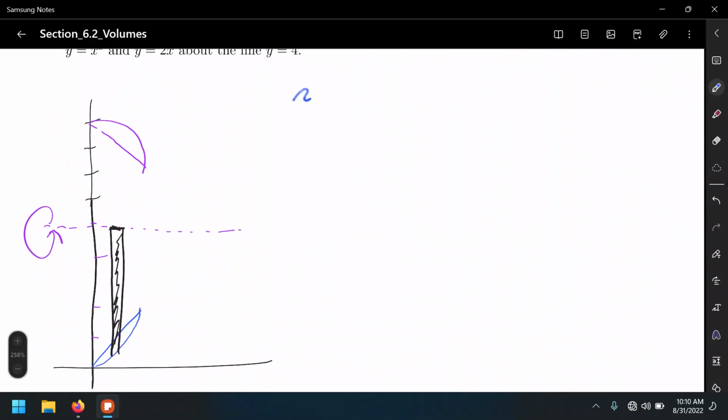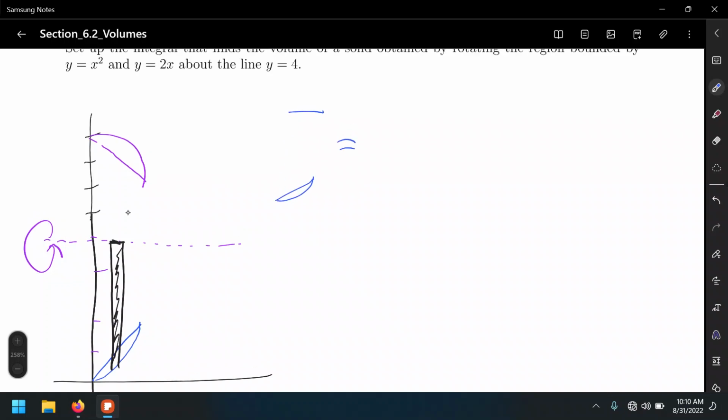So this time we want the following. We want this, and this is going to be equal to the whole solid minus, in this case, this hollow part, in the same way that we did last time.